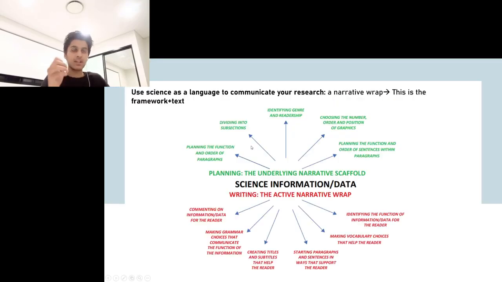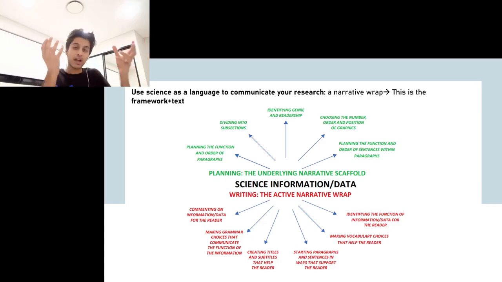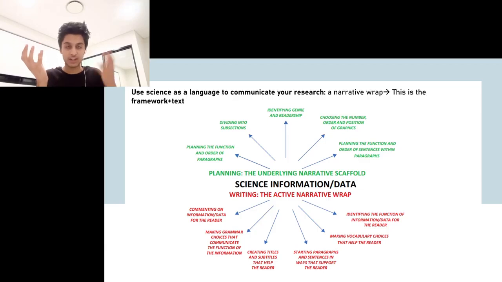Okay, next. You want to use science as a language. And this is something called narrative wrap. If you want to communicate your research, you have to use science as a language. Basically, you have two things when it comes to writing a scientific report: your framework and your language.